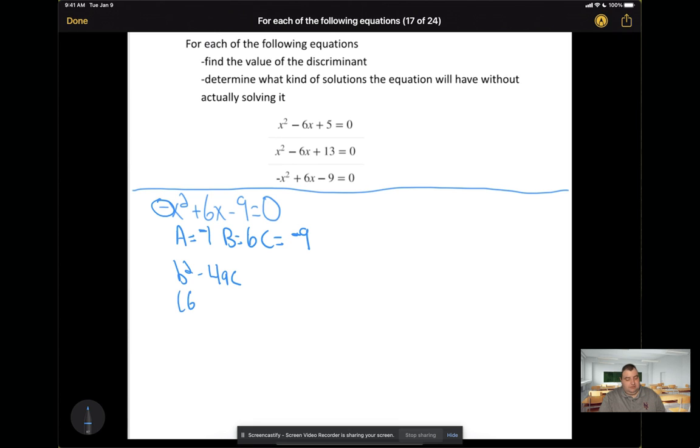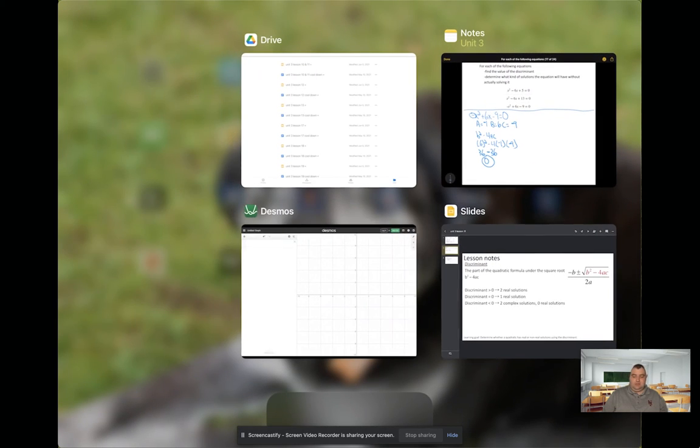So that will look something like this. All right, so 6 squared, that's going to be 36. And then negative 4 times negative 1 times negative 9 is going to be a negative 36. So 36 minus 36 is indeed 0. So the value of the discriminant is 0.